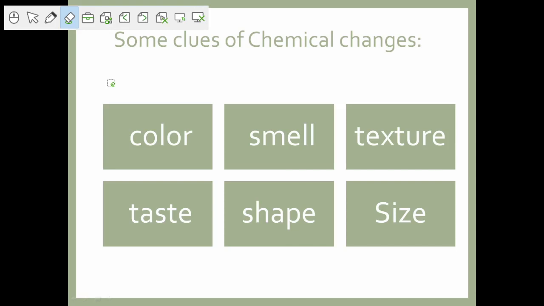Remember the song of chemical change, okay? Chemical change happens when matter changes and becomes a new kind of matter. Chemical change happens when matter changes and becomes a new kind of matter.